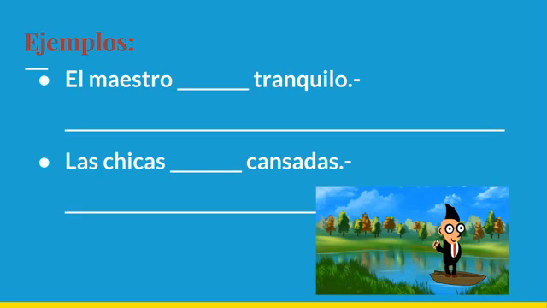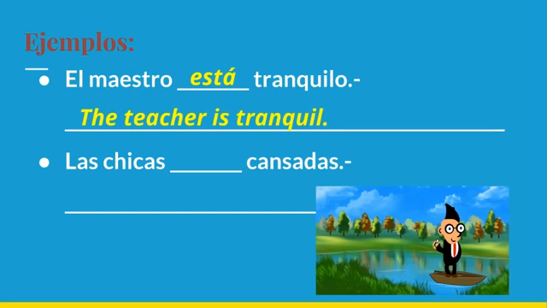So let's get you a little bit of practice here. So el maestro, what form of estar would you use for el maestro? Go ahead and do these examples and then also tell me what they mean in English. So el maestro está tranquilo. The teacher is tranquil or calm. Either one of those would work great. Las chicas están cansadas. The girls are tired. And notice cansadas. We made sure to make our word cansado change to agree in gender with las chicas, and in number actually.